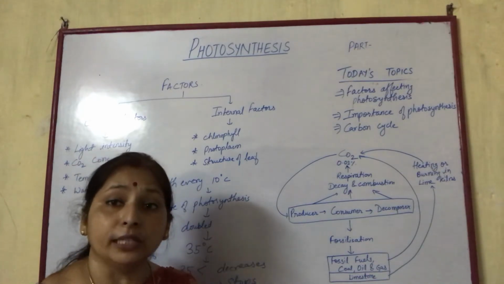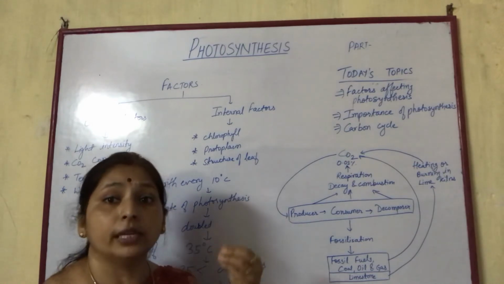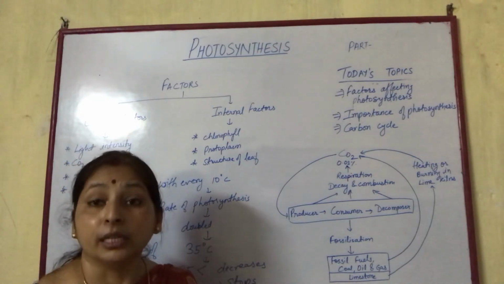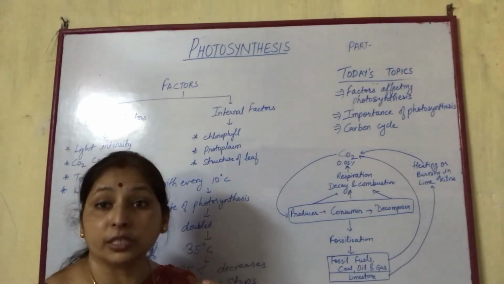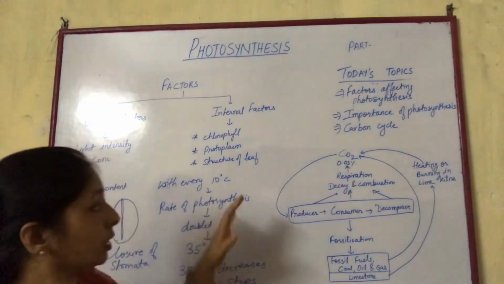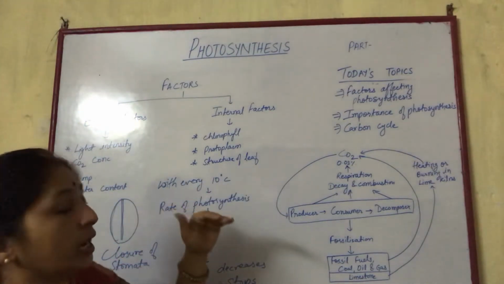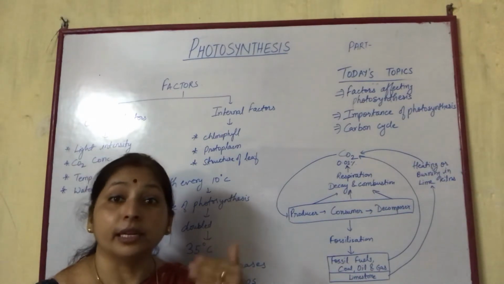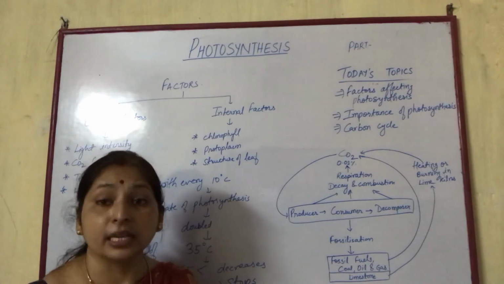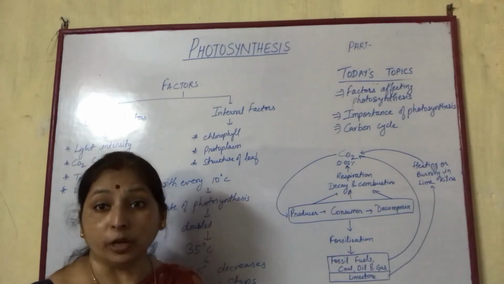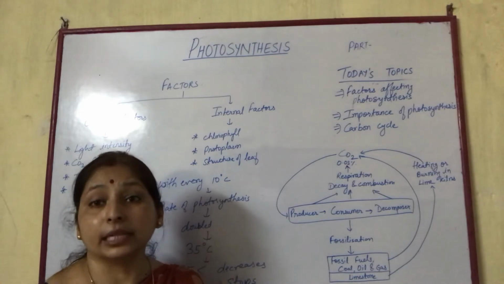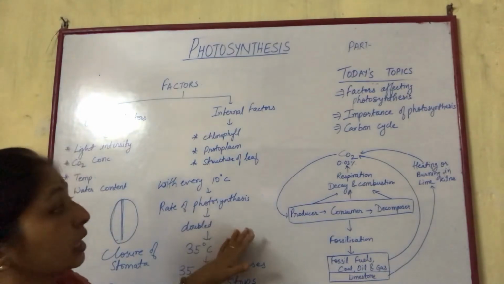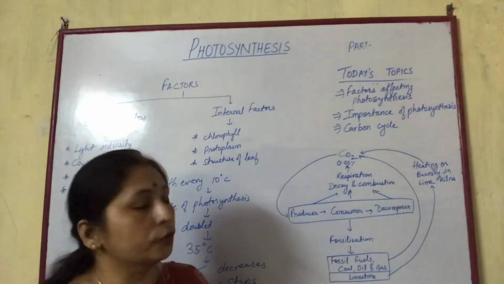So if the number of stomata, if the amount of chlorophyll, if the size of leaf, and then thick cuticle. If the cuticle is thick, then also the photosynthesis process gets affected. So all these factors are the internal factors which affect the process. If these factors are in favor, then the process is enhanced. If these factors are not in favor, or less in number, or less amount, or scarcity, then photosynthesis is reduced or decreased.